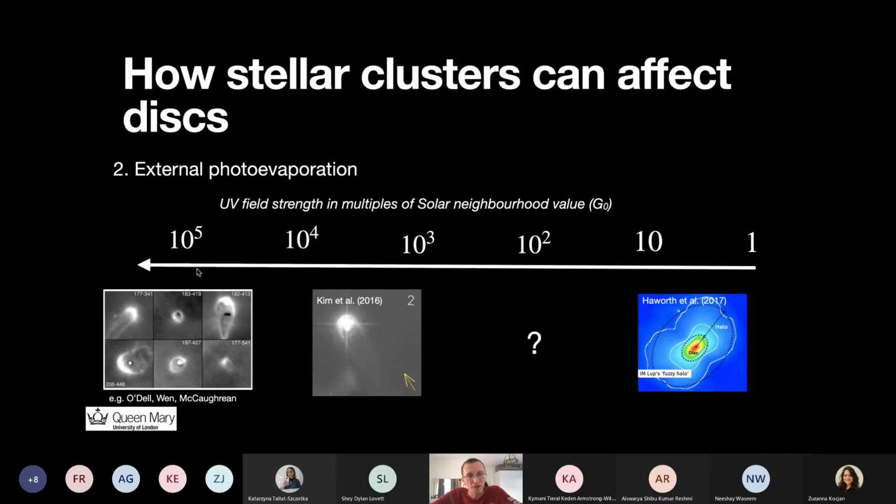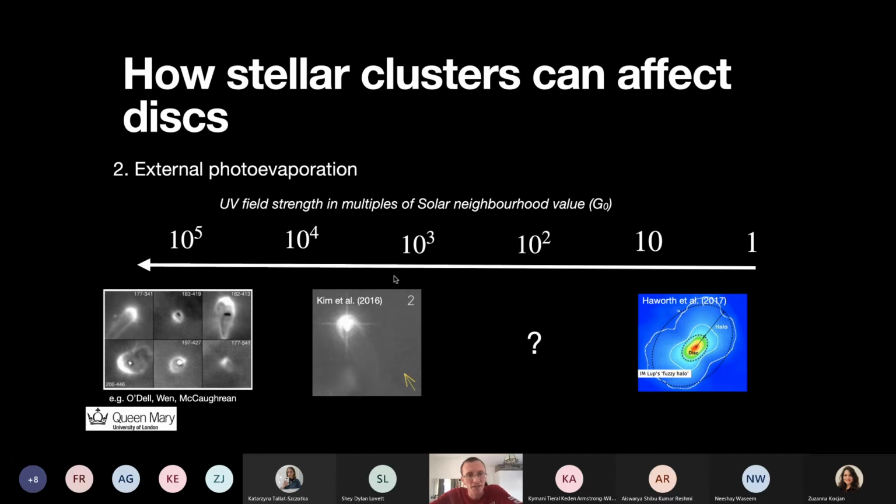And so this is all we had for a couple of decades. And because these proplids are actually fairly uncommon, most stars are not going to be subjected to something like this. People sort of ignored the effect of this external photoevaporation on disks and planet formation.